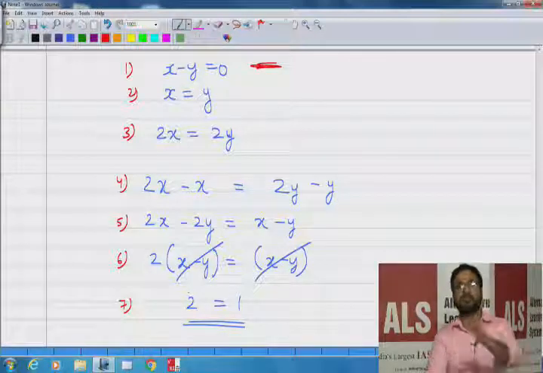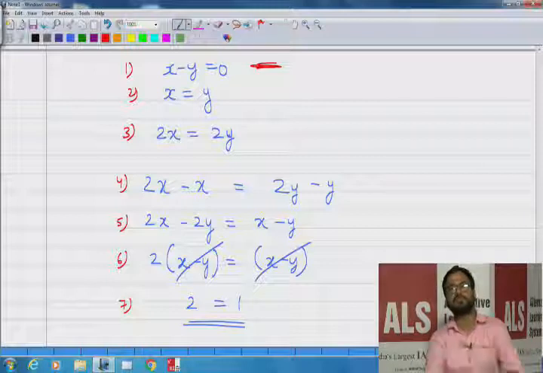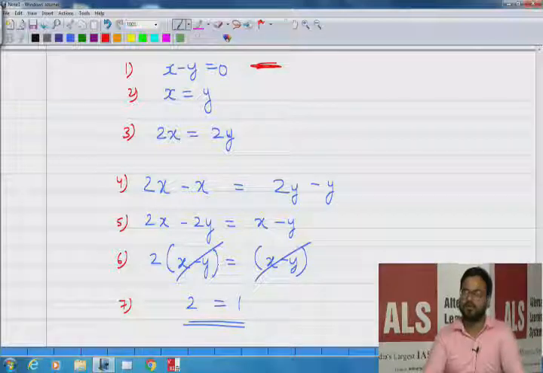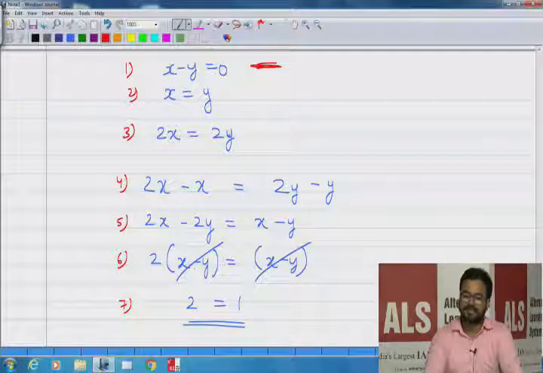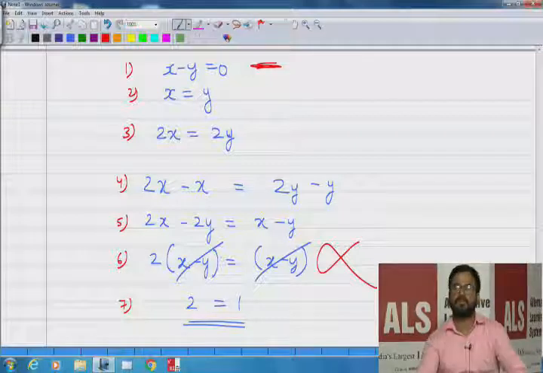And if both the things are 0, we cannot cancel out 0 from both the sides. That is the thing. So we cannot cancel. This is the wrong step over here. We cannot cancel out 0 and 0 from both the sides.